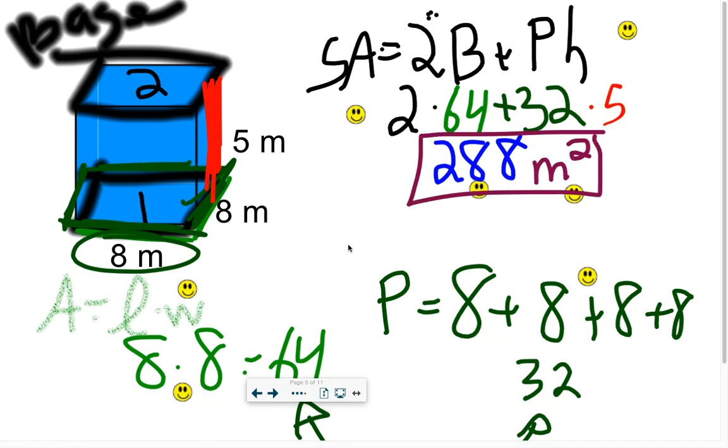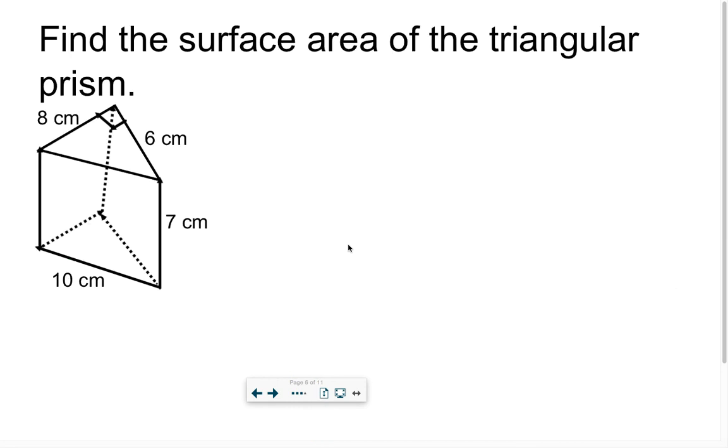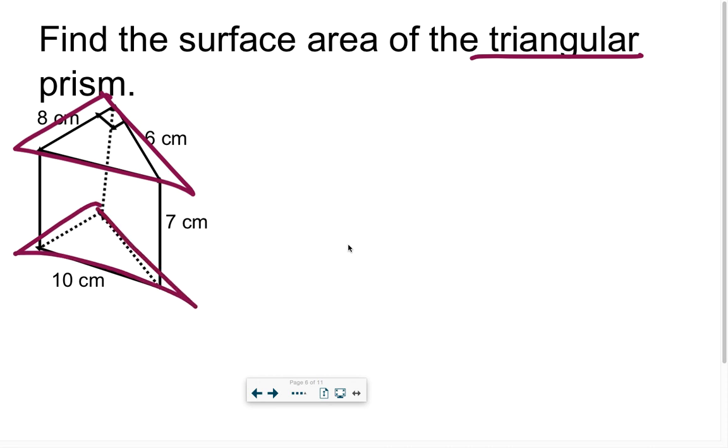That is how we do rectangular prisms. So again, in your notes, here's a triangular prism. All that means is, guess what the general shape is of the whole thing? It's a triangle. There's one on top and one just like it on the bottom. But we're going to skip this for today.